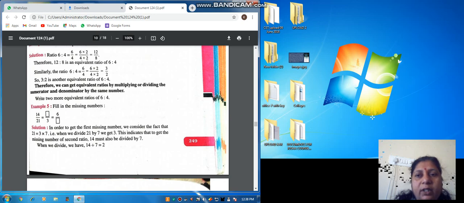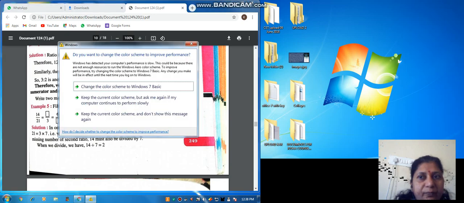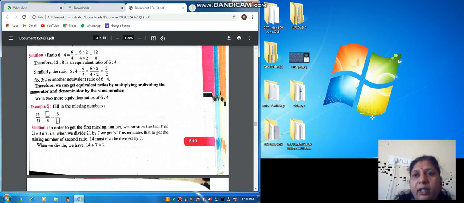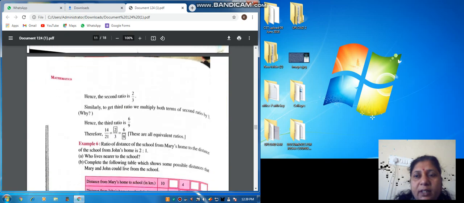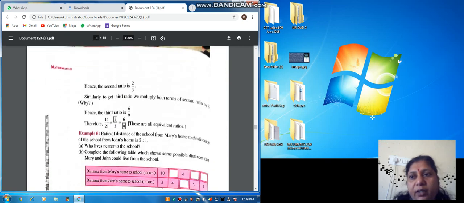So here the denominator is 3. That means if we divide 21 by 7 we get 3. Right. So divide 14 by 7 we get 2. Now if we multiply 2 by 3 we get 6. You have to multiply 3 by 3, then we get 9. Do you remember such types of examples we have studied in fractions? Good.